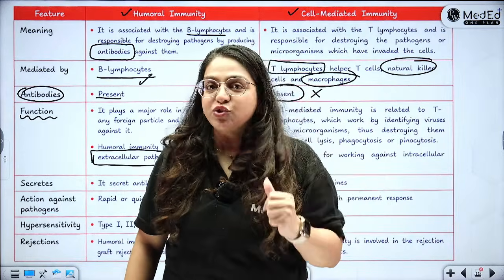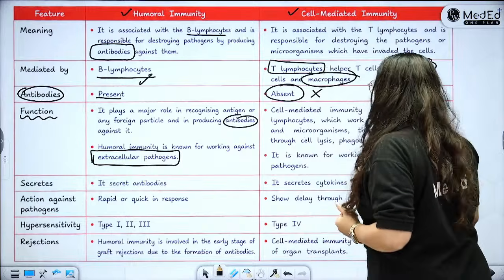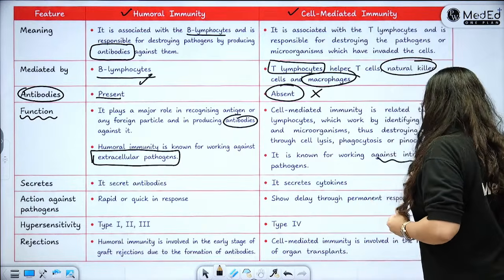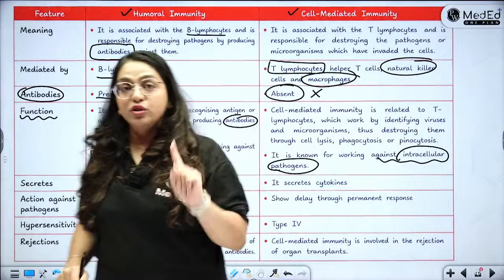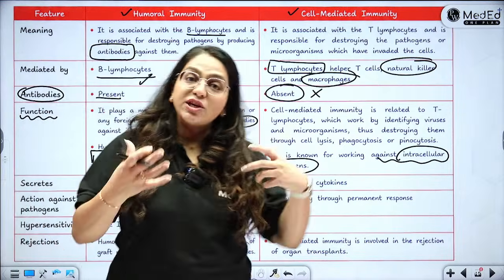What do cells do? What does cell-mediated immunity do? Here, it works against intracellular pathogens. Intracellular pathogens also. So, you have many viruses which are obligate intracellular.